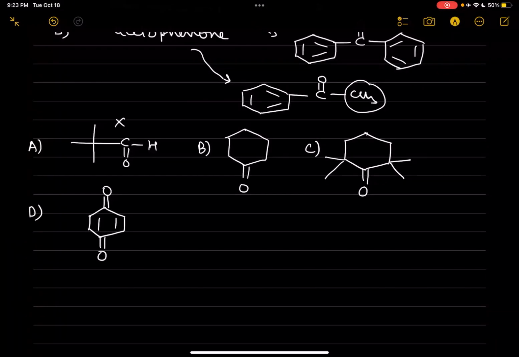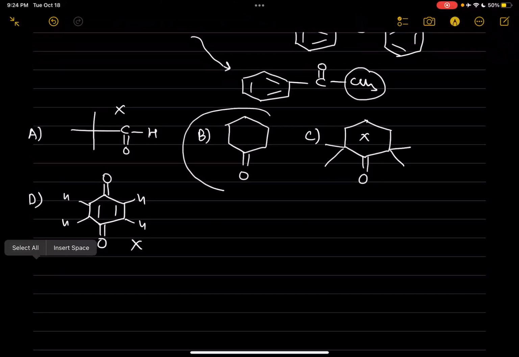So this is not going to give, this also is not going to give, because it is a doubly bonded carbon. So hydrogen will not be removed from this. Hydrogens are there, but they are not acidic hydrogens, so they will not be removed. Clear? So only option B is going to give you the aldol condensation.